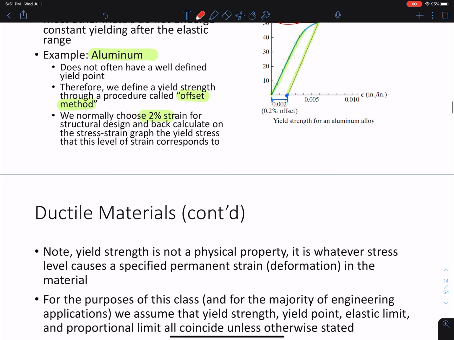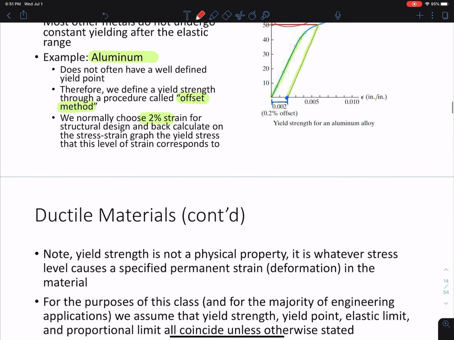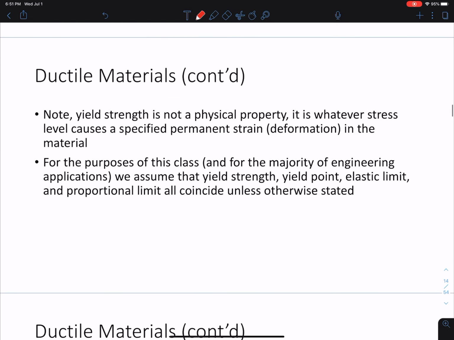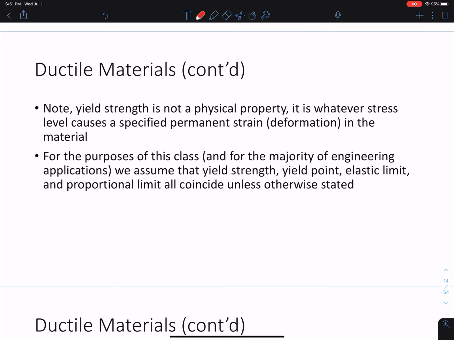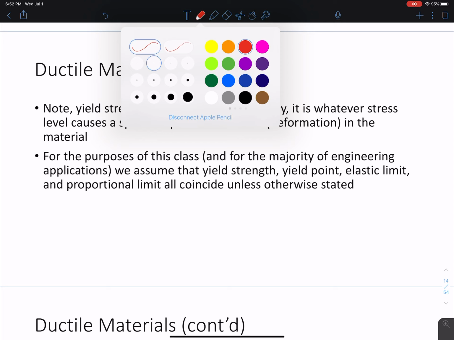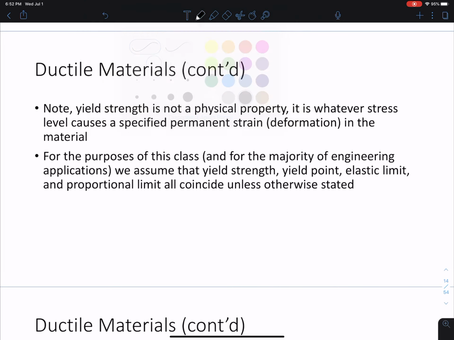So again, we call this the offset method. This is when we don't know the yield strength. Okay, so yield strength is not a physical property. It is whatever stress level causes a specified permanent strain, okay? So again, I already talked about this. We assume for this class and the majority of applications that your yield strength, yield point, elastic limit, and proportional limit all coincide. So we get to simplify that drawing into this.